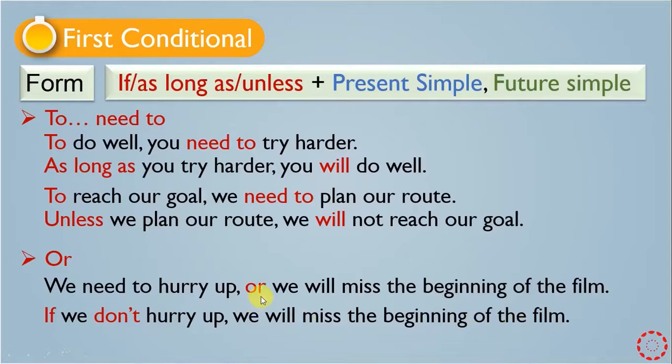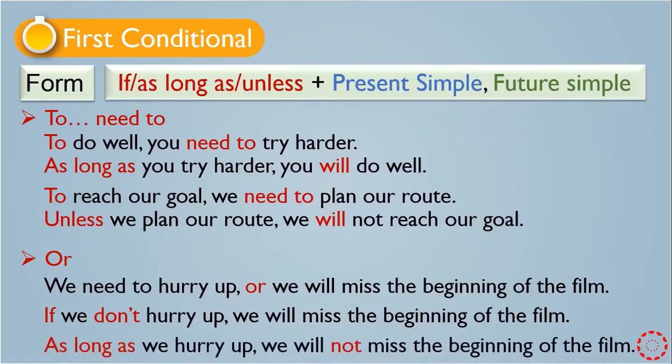I mean, when we change "or" to "if," the sentence that is followed by "if," I mean the present simple one, should be in the negative form. And here is an example for "as long as": as long as we hurry up, we will not miss the beginning of the film. As we said in the previous slide, with "as long as," the sentence that follows "as long as" should be positive, and then the second one can be negative or positive. Here we have the negative one. We will, I mean future simple in negative form, we will not miss the beginning of the film.